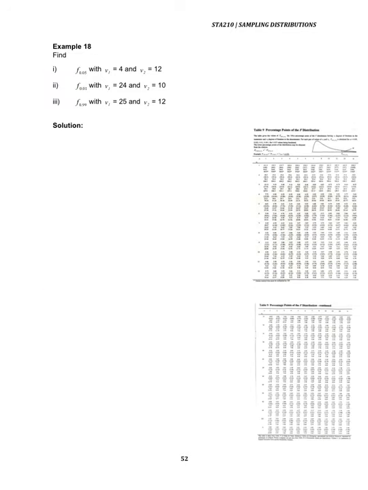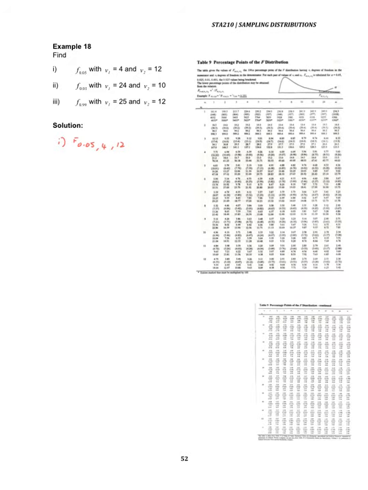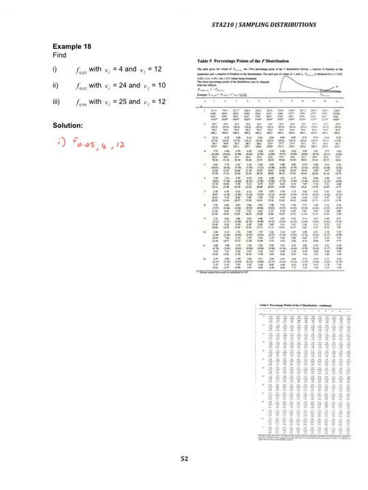Okay, now let's solve the example 18. So find the value of F 0.05 with V1 4, V2 12. So kita nak cari F 0.05, V dia adalah 4 dan 12. So tak perlu tolak 1 sebab dia bagi value V terus. Kalau dia bagi N baru kena tolak 1. So now we want to look into F 0.05 for V1 is 4, V2 is 12. Okay.